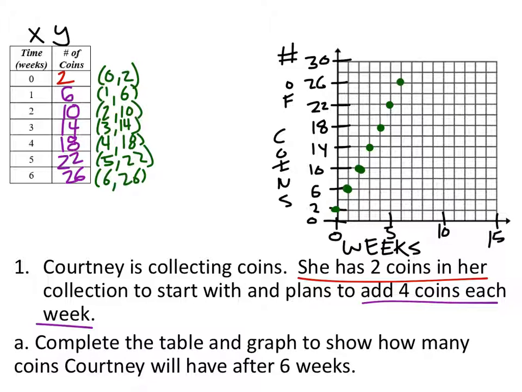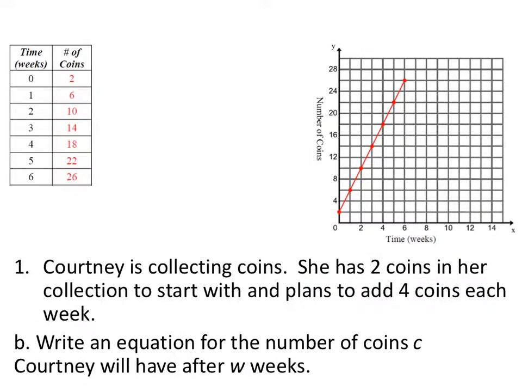Now in this graph, would we connect the points? So just based on what we've learned, you can have half a week, and that's good, but you can't collect half a coin, alright? So in this case, we would not be connecting the line, even though the book is going to show you that they did.